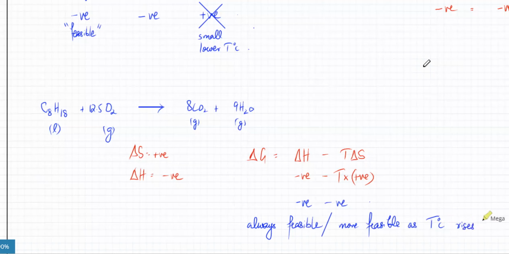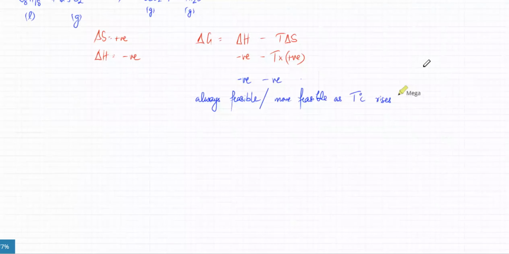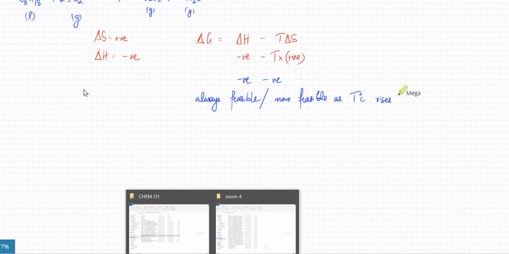Is this clear? Yes, sir. Achha, so one thing is the qualitative assessment of when reactions will be spontaneous, and the other one is where you're going to put in values and use values. So I'm just going to move directly to questions.